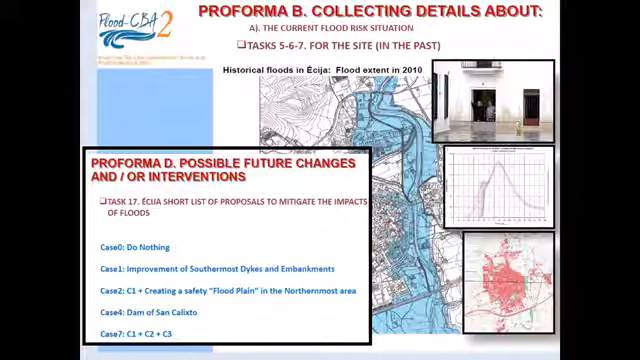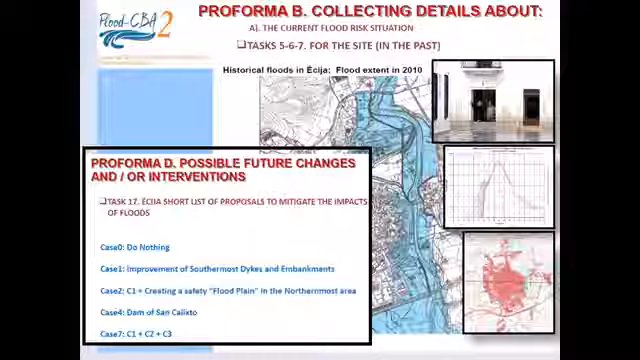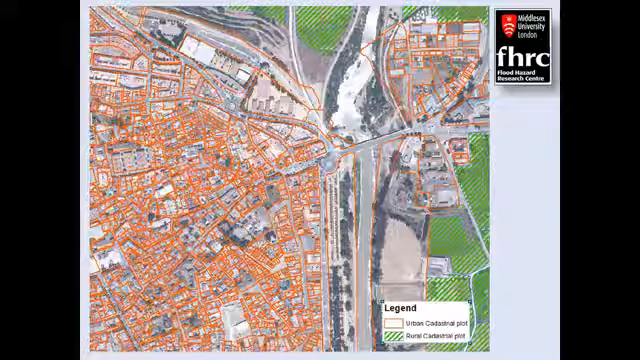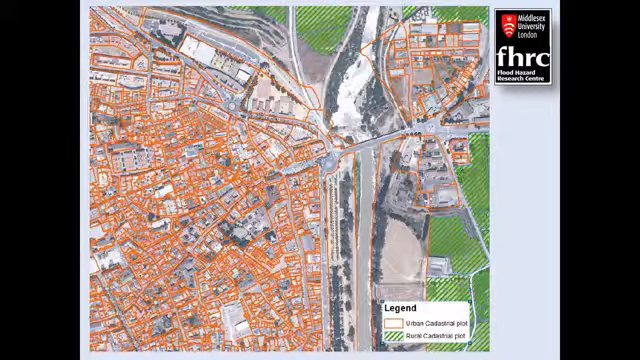And in this case, we have some quite ambitious intervention possibilities: improving of dikes and embankments, creating a safety floodplain, and a case for a dam further upstream in order to restrict the flow of floodwaters into the town. This kind of map here shows the cadastral measurements of property types that was undertaken by Rediam for the Écija case study, a detailed analysis property by property of the likely effect of flooding on those particular communities.